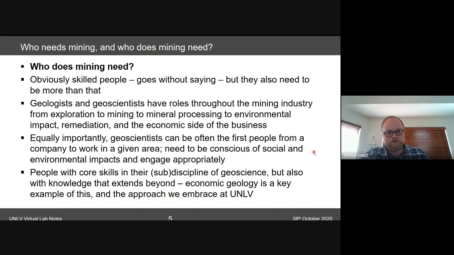So you need to have core skills in your subdiscipline of geoscience, and that's the type of people the mining industry certainly values. But you also need to have knowledge that extends beyond that. And I would argue economic geology and economic geology education is a key example of that, because we don't just think about rocks and minerals and the way they form, but we also think about the environmental impact of mining, and the social impact, both positive and negative, of mining. It's something I certainly talk about in my teaching and research role at UNLV.